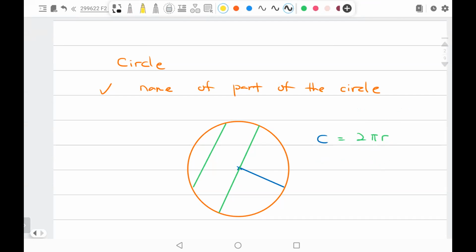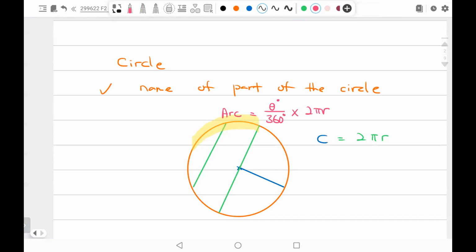Then arc. What is the meaning of arc? It means part of the circumference. The circumference is 360 degrees, so the length of the arc is only a certain degree. So how to find the formula of the arc? The degree subtended by the arc, divided by 360 degrees, times 2 pi r, because by definition an arc is part of the circumference.